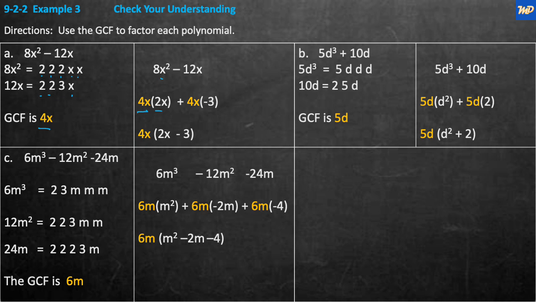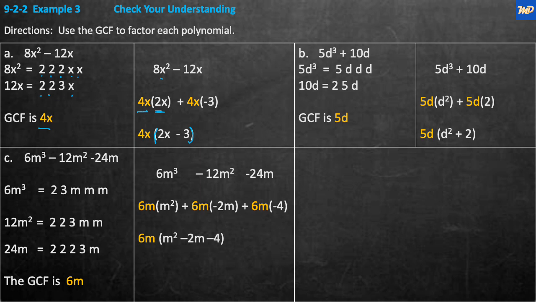So now we can factor out the 4x from these terms. And we have 4x times the quantity 2x, right here, the 2x, minus, there's the negative 3 for the negative 12, minus 3. So 4x times the quantity 2x minus 3 is the factored polynomial, factored into distributive property form. Let's look at B, the next binomial.